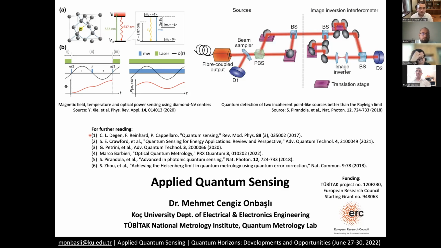advantages. You may see several figures here. These are about diamond NV centers and optical interferometry, which basically exceeds the Rayleigh limit for sensing and detection. And please read these references after our tutorial session, so that you can get a better sense of the terminology and other applications of quantum sensing.